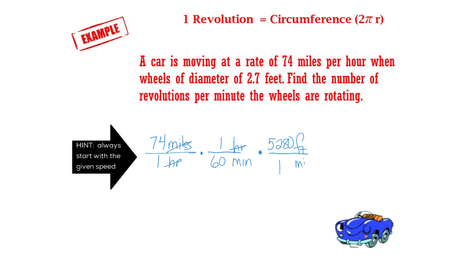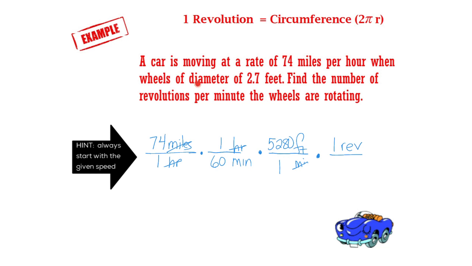All right, so now miles are going to cancel out, and I'm in feet and minutes. I like that it's feet because I know I'm going to be using that diameter, but I've got to get rid of those too because my goal is to turn it into revolutions. So I'm ready to use my conversion up here, that 1 revolution is the same as the circumference. So since I want revolutions to be on top, because it's revolutions per minute, I'm going to put revolutions here. 1 revolution is the same as the circumference, 2 pi r.